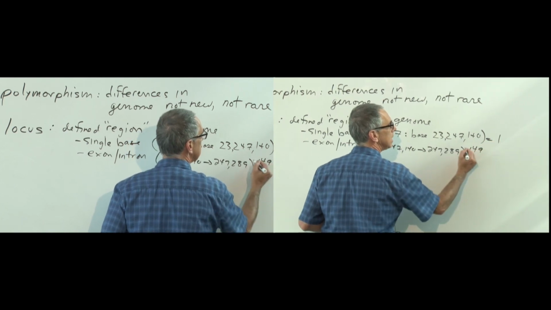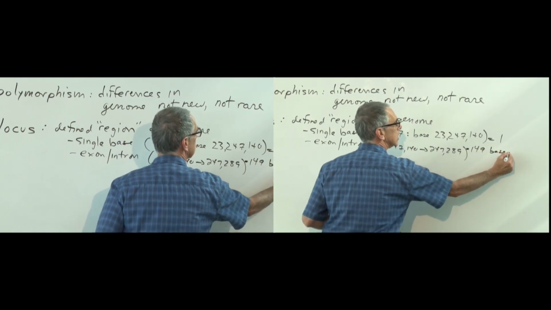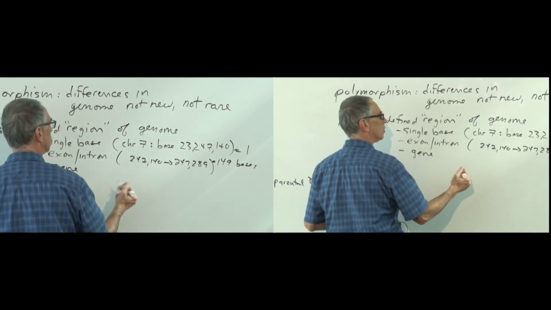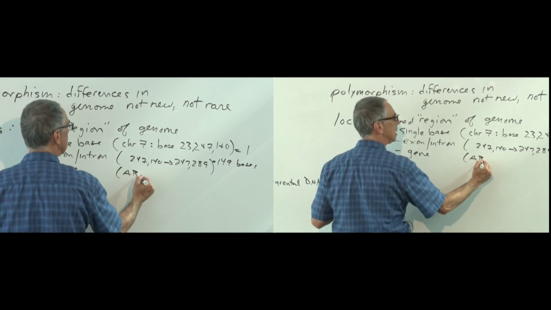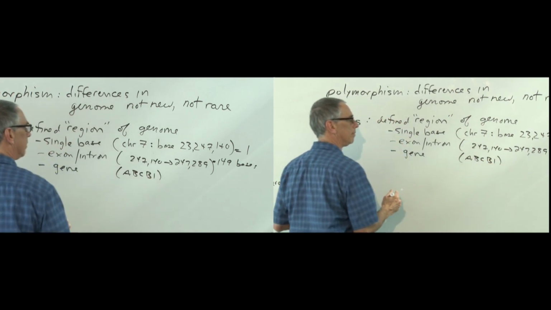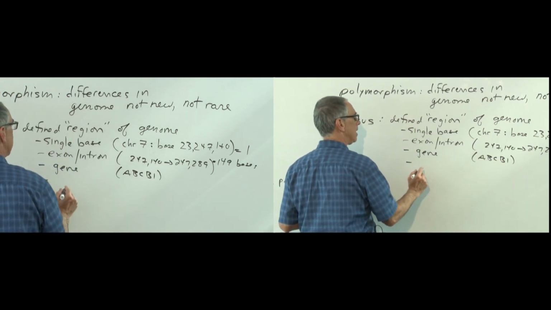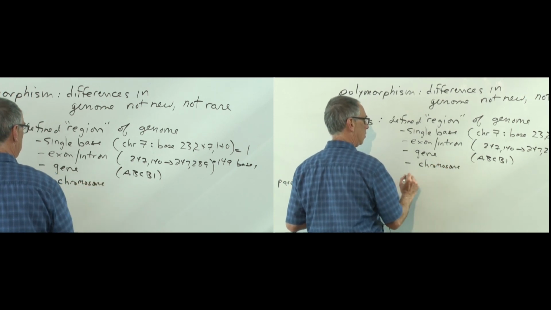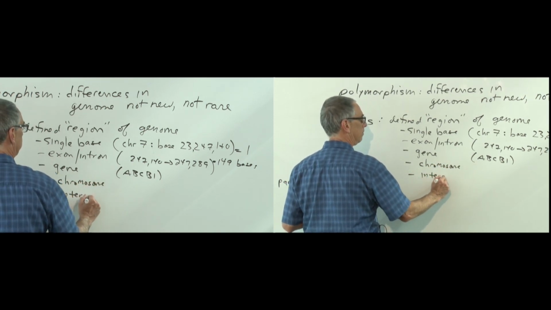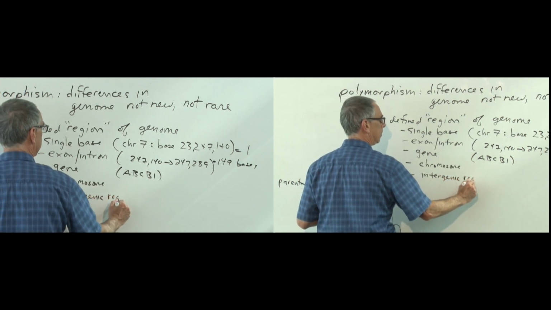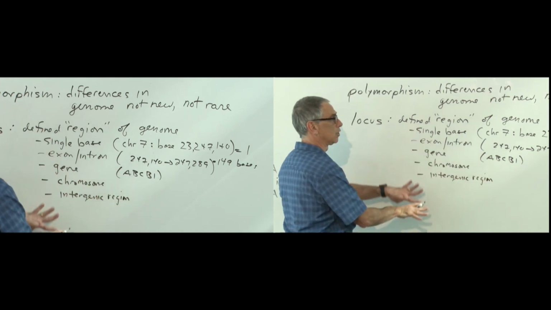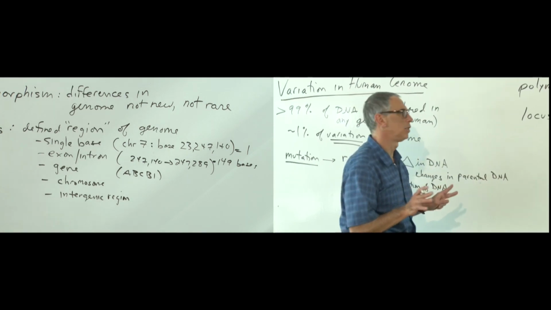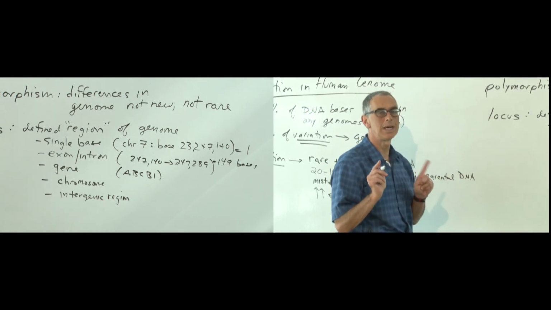So this is one base, and this would be 149 bases. It might be a gene. You could just say my favorite gene, ABCB1, could be my locus. It could be an entire chromosome, or it could be an intergenic region. These are really all examples, and this is not exhaustive. The point is, for every locus in the genome, you will have 2 alleles.